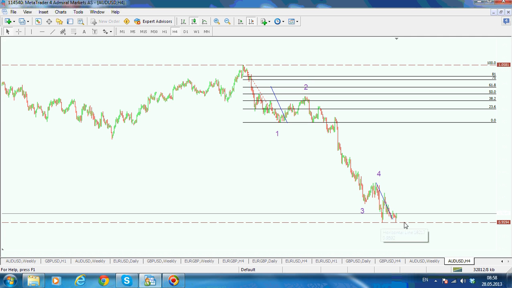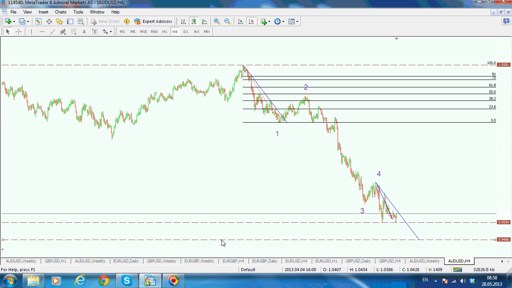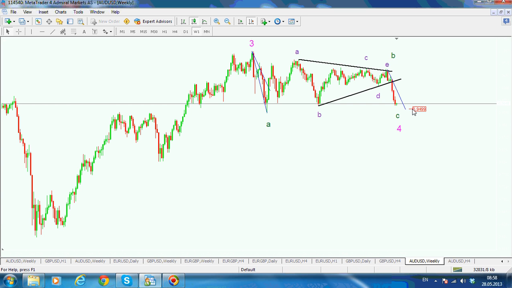Now, I don't think that this is the end for the fifth wave. It might be, okay, it might be. But the next possible target would be 100% out of the first wave, and 100% out of the first wave would be below 96, so it will be 94.88. So with this 94.88, basically we are having 94.99.